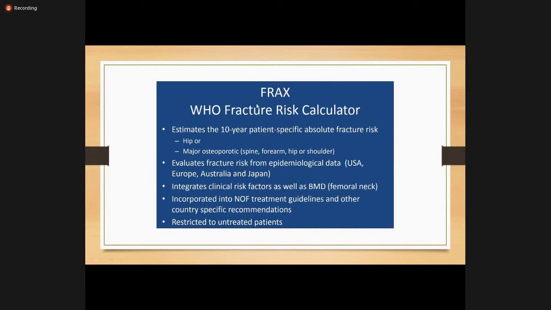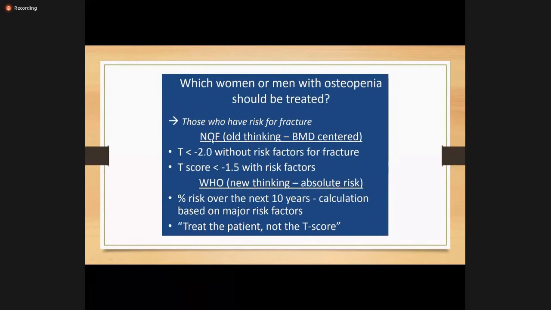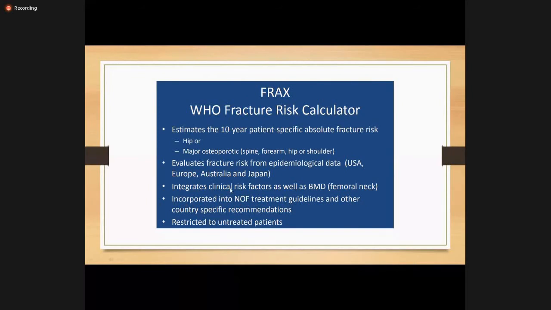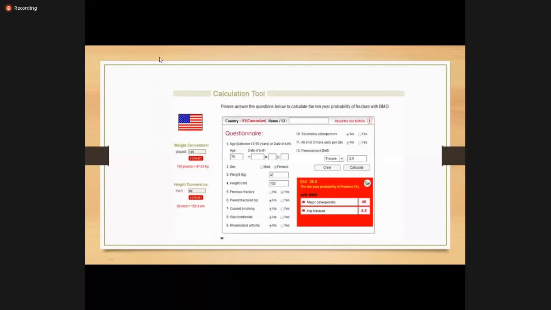In the previous National Osteoporosis Foundation (NOF) recommendations, it was totally based on the T score. But here they are also incorporating the clinical risk factors, apart from the absolute T score values. This is how you find the FRAX scoring system on the internet.